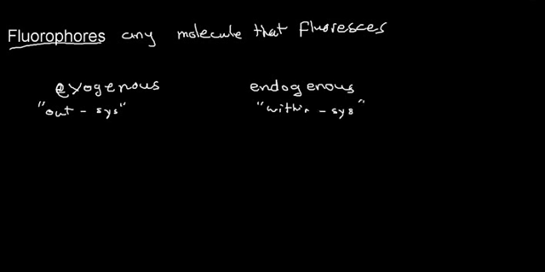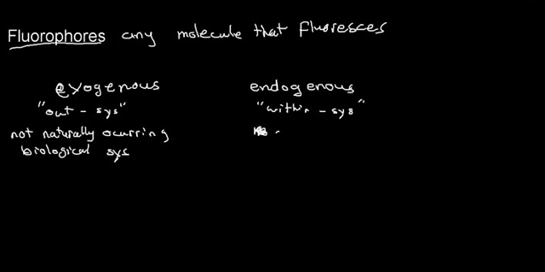Basically, this means that exogenous fluorophores, out of the system, are not naturally occurring, which means that we don't see them in our bodies. They're not naturally occurring in, let's say, a biological system. And the endogenous fluorophores are fluorophores that exist in our body. They are naturally occurring in biological systems. As I'm making this YouTube video, I have endogenous fluorophores in my body.